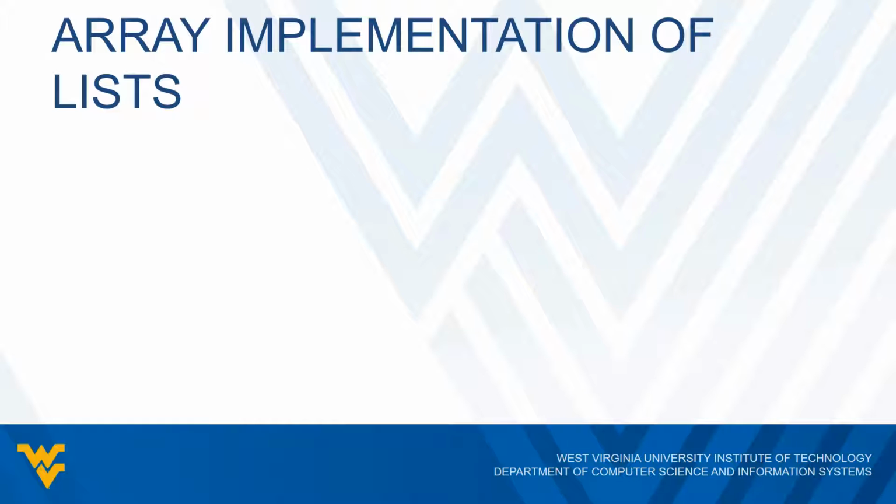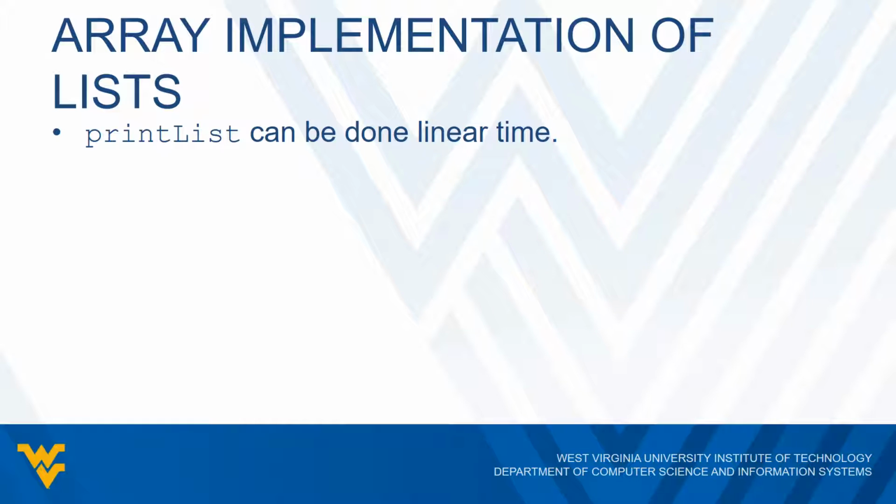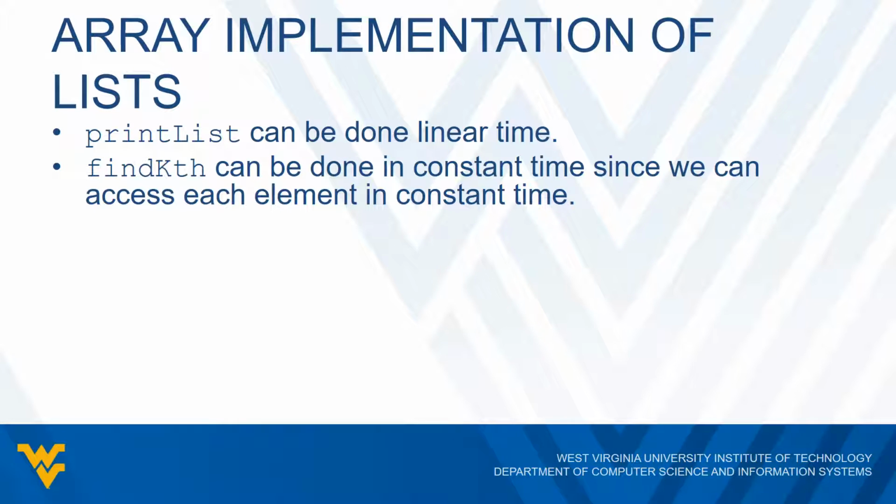If we were to use the print list method, this can be done in linear time because we just print the contents of each element in the array. If we want to do the find kth operation, that can be done in constant time because we can pass this value of k, which would be the kth item in the list, and we can just directly access that element. That's one of the benefits with arrays, is we can directly access any element that we want.